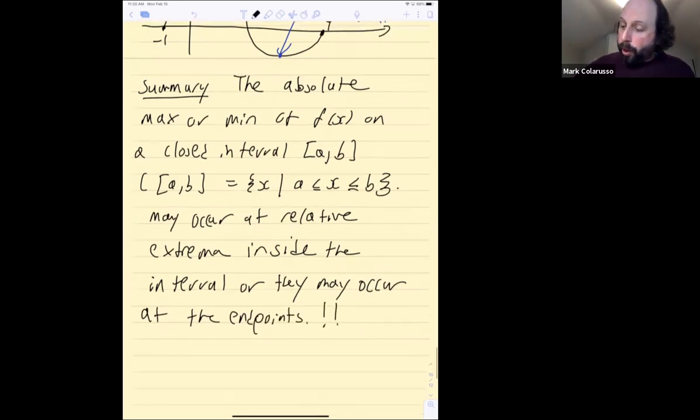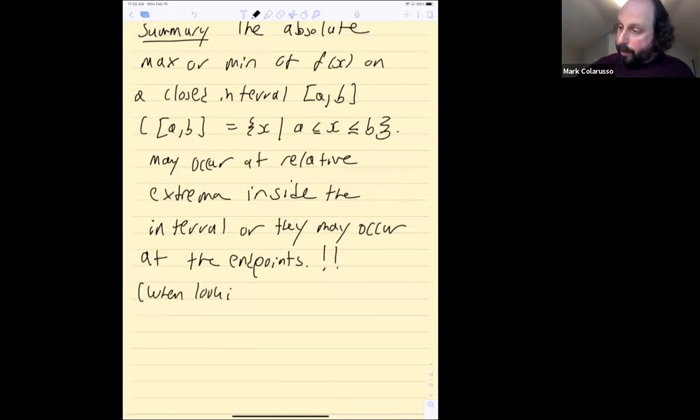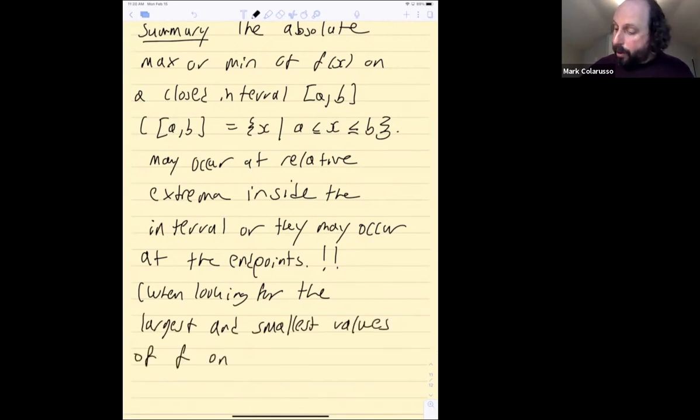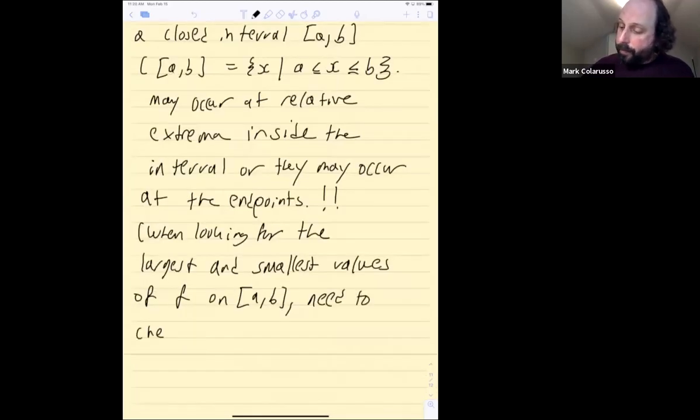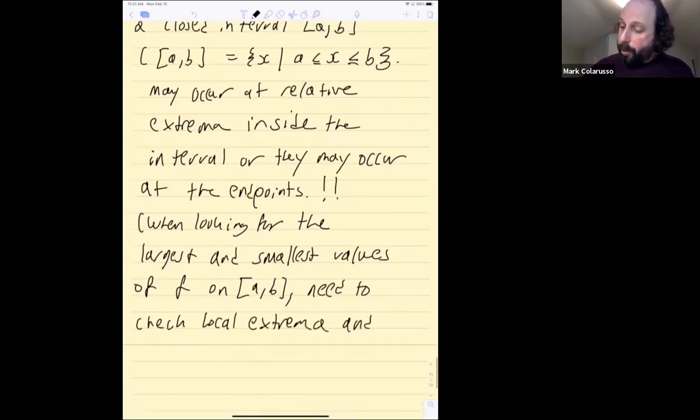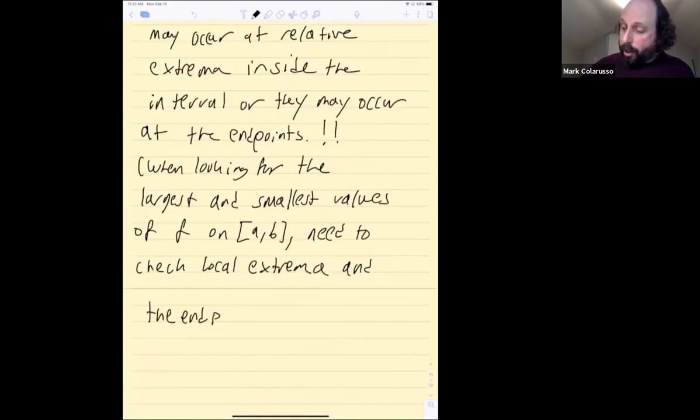Okay, so when looking for these max and min, I should say it this way. We're looking for the largest and smallest values of f on the interval AB. Need to check local extrema and the endpoints. People often forget to check the endpoints. It's really important, but we'll get to that.